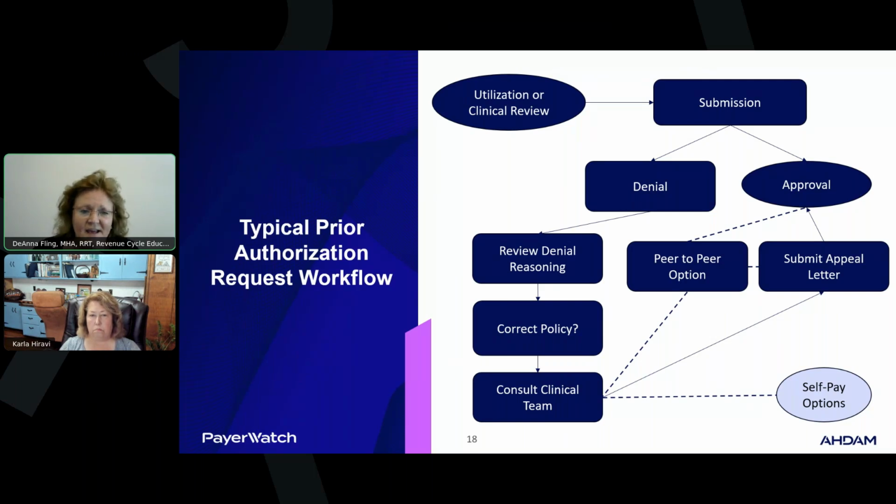Also, I can't stress enough the importance of documenting your steps in requesting and receiving prior auths, the outcome of a peer-to-peer, and pertinent information about the prior auth itself. That information becomes important to the back office staff when working a no auth denial from an adjudicated claim. So Eric, next please.